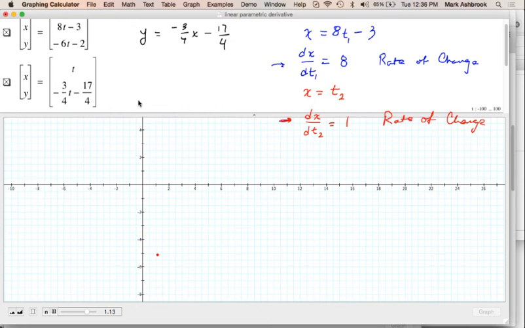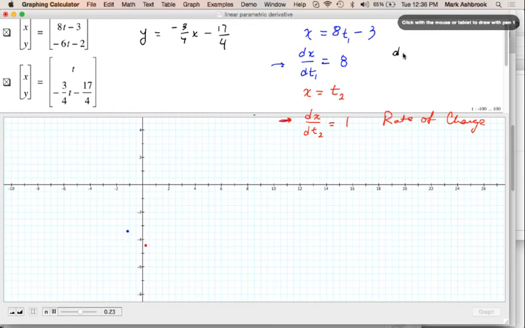Yeah, sure. Can we compare the x and y in the same parametric function? Because in the first function, dx over dt is 8. And dy over dt is negative 6. So can we compare the speed of the change of x and the change of y? Okay. So good. All right. This is good. So you're saying dy dt is negative 6.